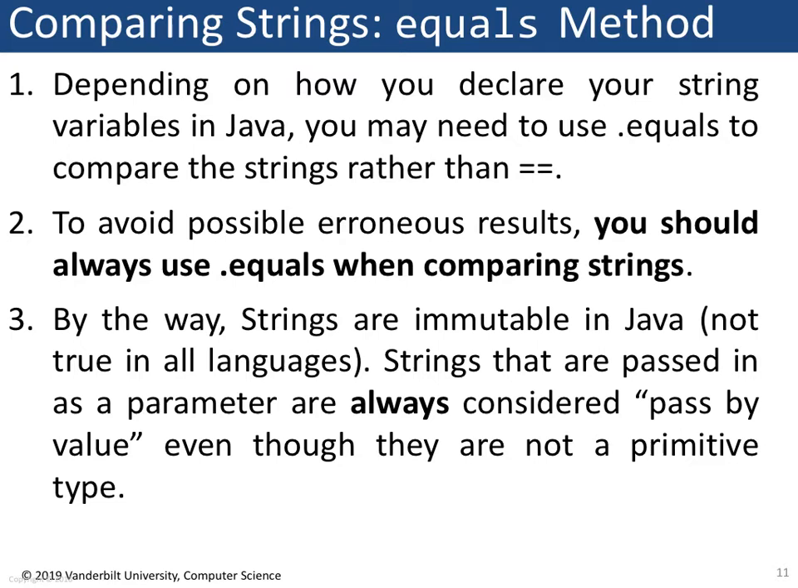If you're testing for equality between two strings, it's better not to use the equals equals operator. Though in some situations it may work, depending on how you declare your strings, it may not. So even though two strings contain precisely the same sequence of characters, the equals equals operator may return false. To avoid this, it is best to use the dot equals operator, which is included in the String class.